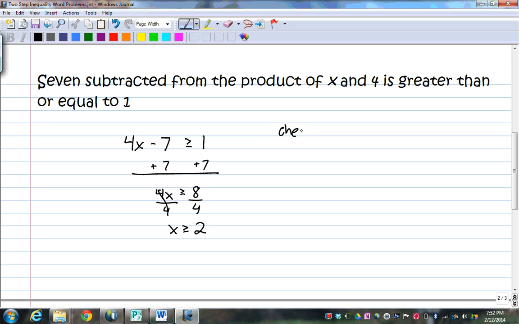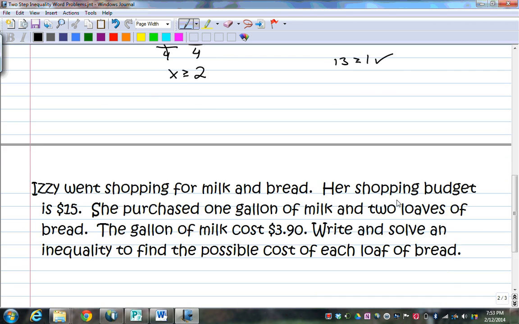For my check step, use the original inequality. 4x minus 7 is greater than or equal to 1. And I need to pick either 2 or a number larger than 2. So how about 5? 4 times 5 minus 7 is greater than or equal to 1. This is 20 minus 7 should be greater than or equal to 1. And 13 is greater than or equal to 1. And it works. Awesome.